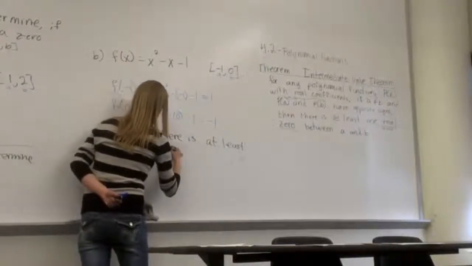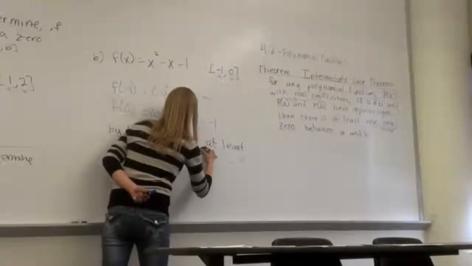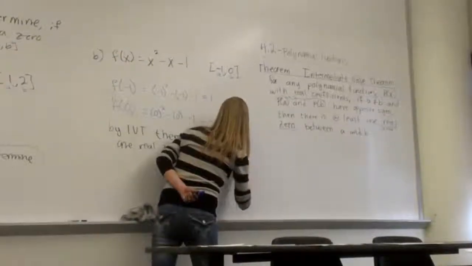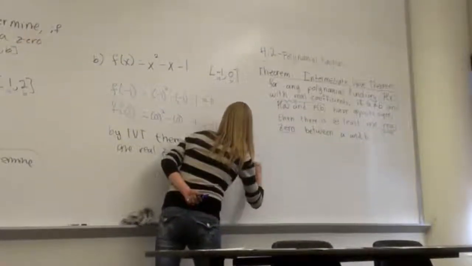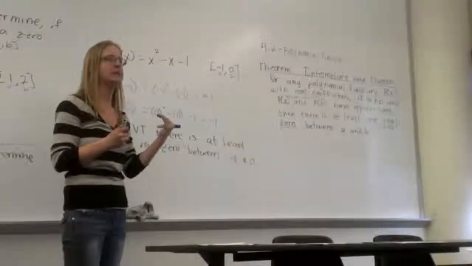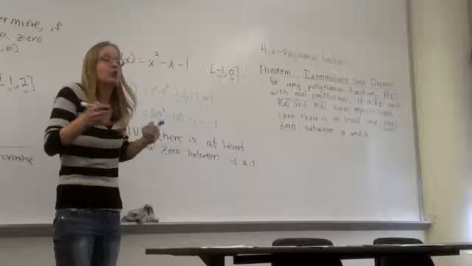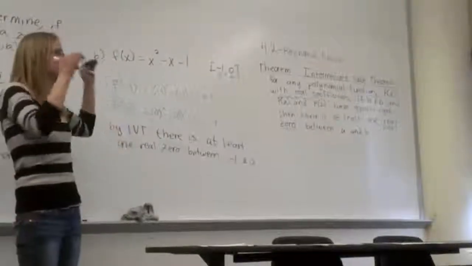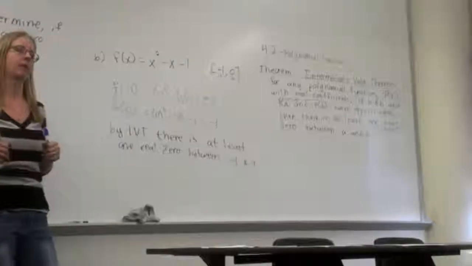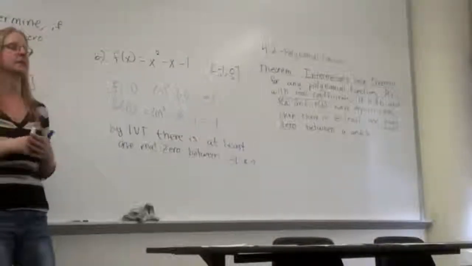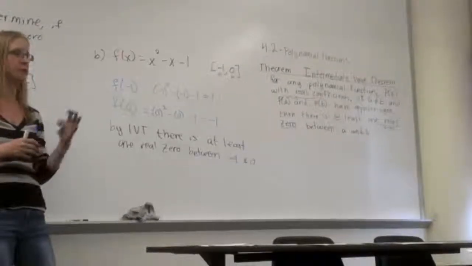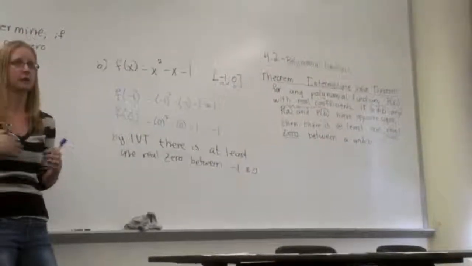one real zero between -1 and 0. So maybe that answer is -0.5. I don't know what the answer is. All I know is that there is an answer. There is a 0 somewhere between -1 and 0. So it does exist. It crosses the x-axis somewhere. Awesome. I did not ask you to solve, so don't start doing the quadratic formula. I didn't ask you to solve.